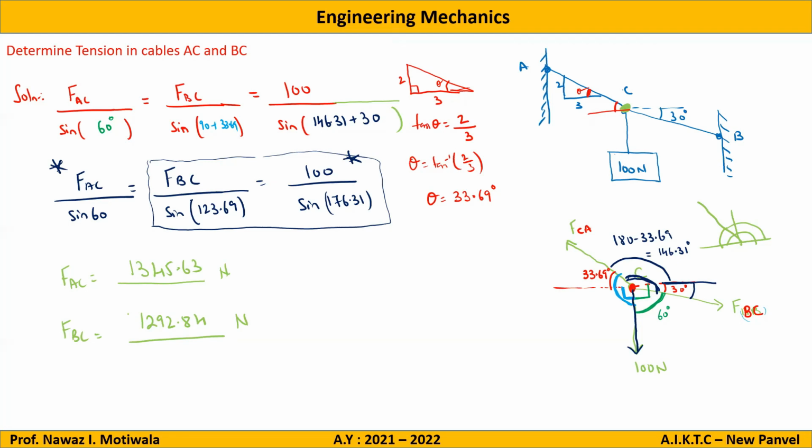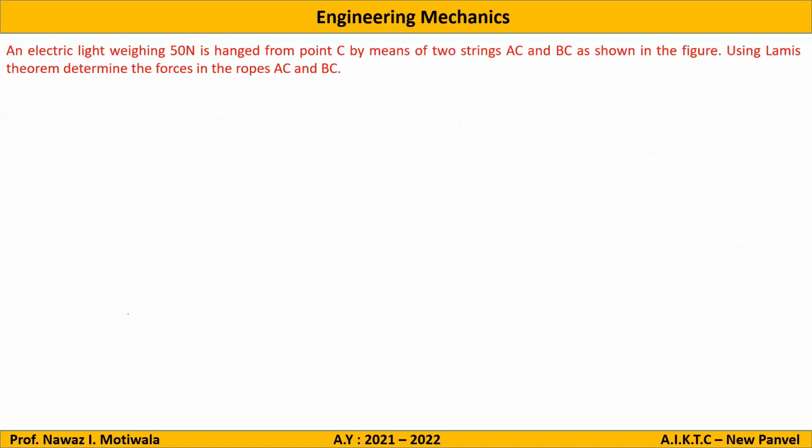Okay, sir. So let us go for the third problem of this kind. The question is like this. An electric light weighing 50 Newton is hanged from point C. Again, there is no diagram, so I will make the diagram for you. The diagram is given actually. I don't know why it wasn't here or got deleted. So the diagram is like this.